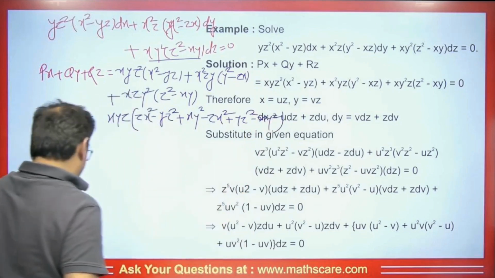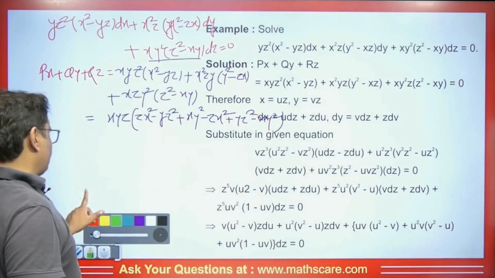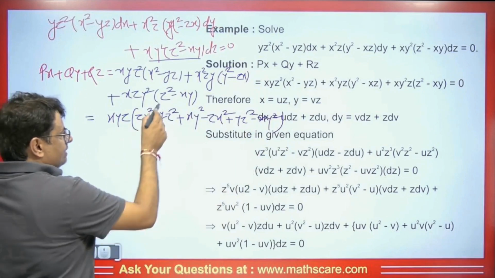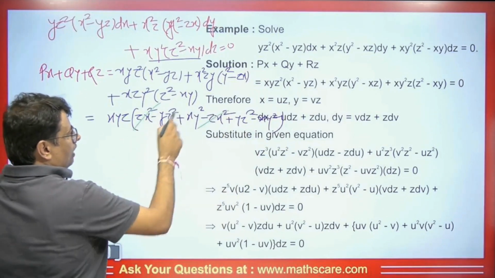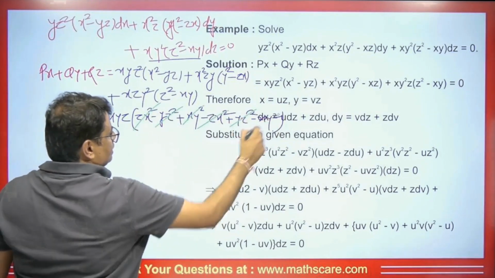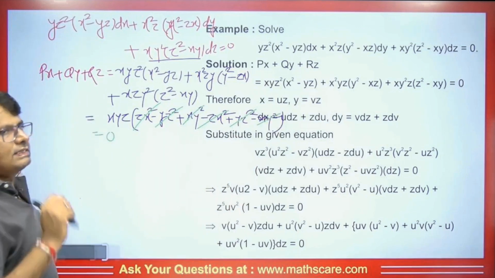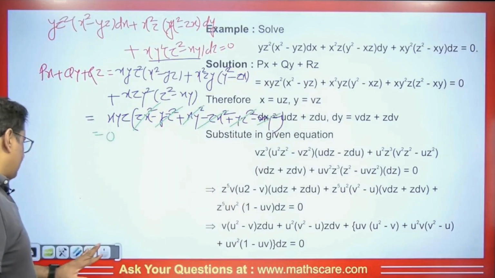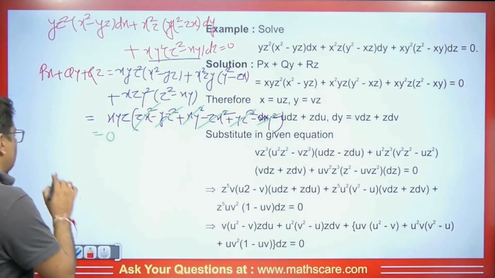Now let's see if this term is getting cancelled or not. You can see that this zx square is getting cancelled here. Yz square cancels out. This term is also cancelling out. What value do we get? We are getting 0, and whenever we get this value, when we get 0, then what do we do?